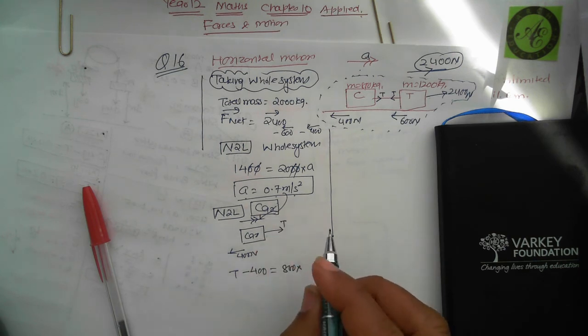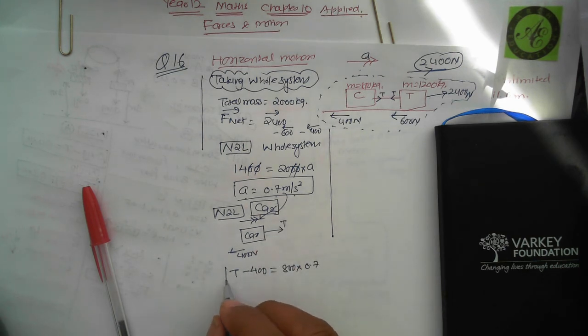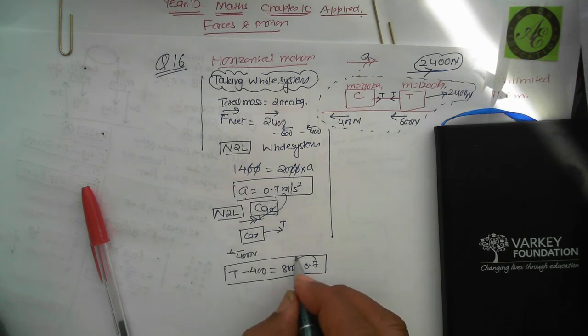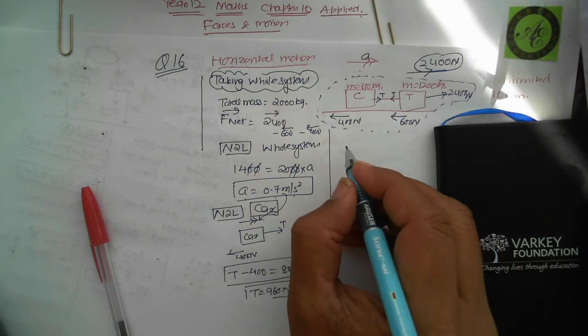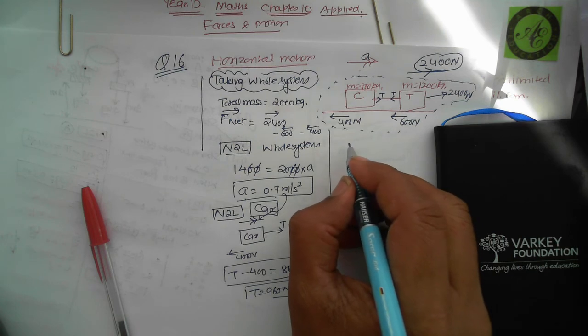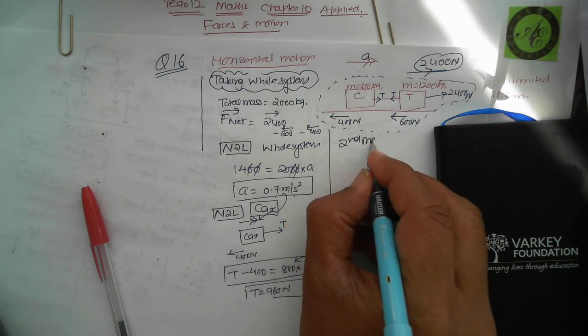Okay, we can find T from here. If I do, this is 560, so T equals 960, I think. Okay, check my calculations. The second way, these are the first two parts of the question which give you 6 marks. The second method, which I said you could have done in every question, guys, is the simultaneous equations.